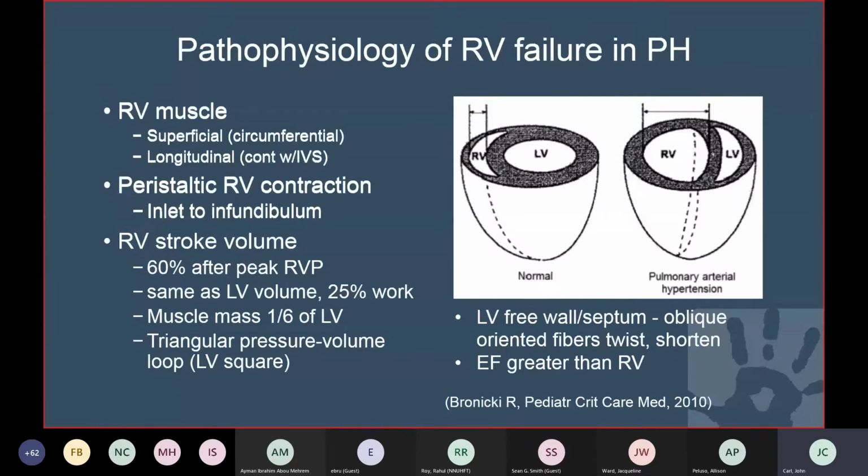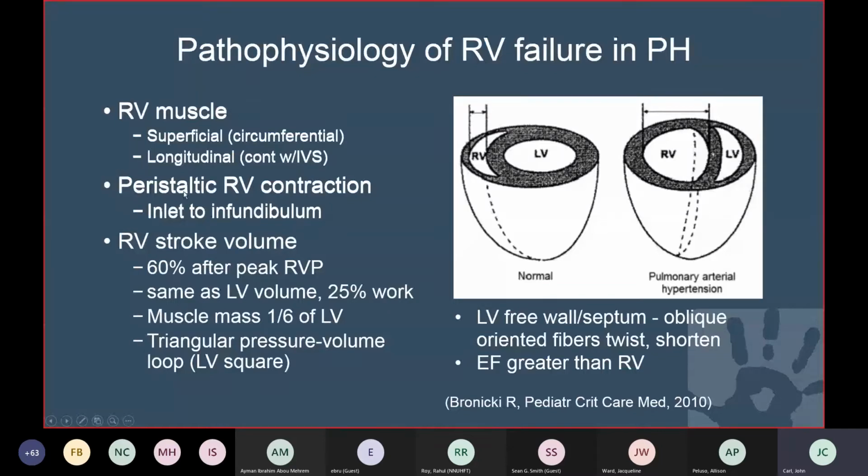There's a very different pathology of right ventricular failure and pulmonary hypertension. The right ventricular muscle, of course, is only about a sixth that of the left ventricle. The right ventricular volume that has to be pumped is the same as the left ventricular volume, and it does so with 25% of the work.